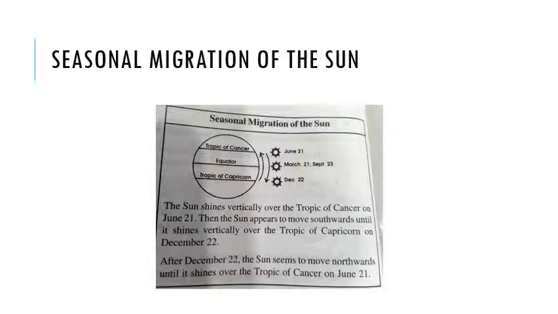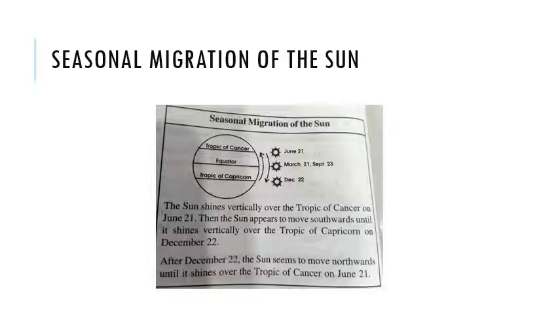Between December and June, the Sun moves northwards, and between June and December, the Sun moves southwards. Therefore, the pressure belts follow the annual migration of the Sun towards the north between December and June, and to the south between June and December.